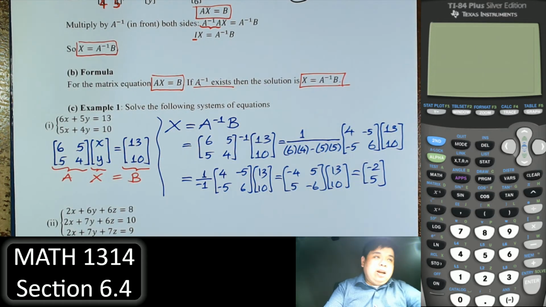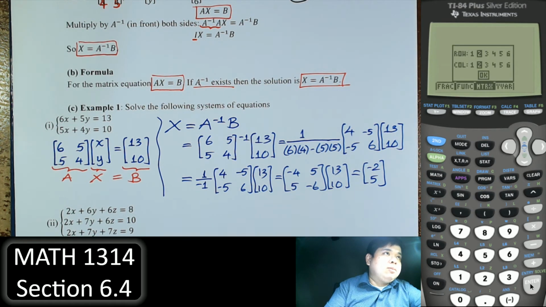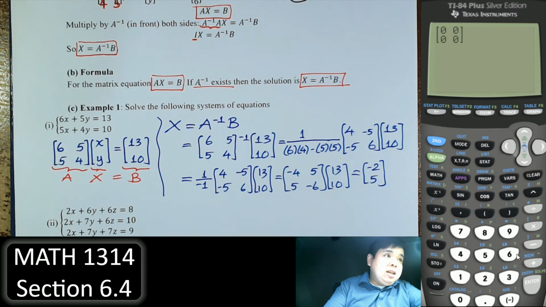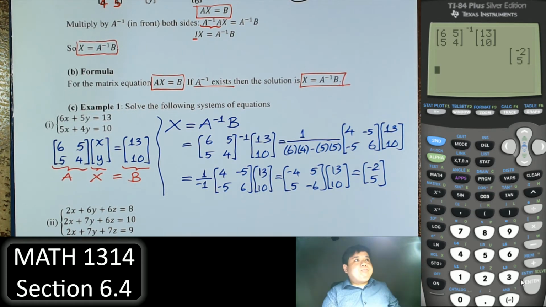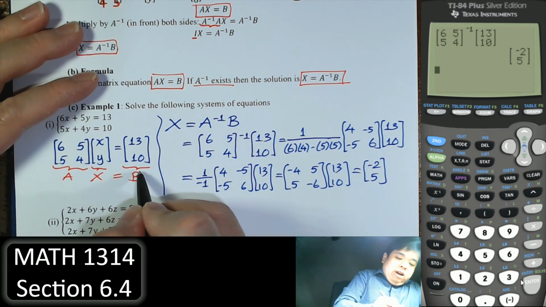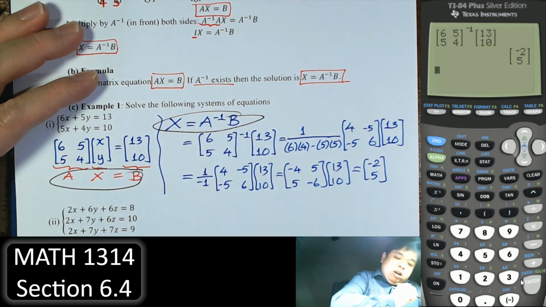Right. Of course, we can always check it. We have the matrix A, 6, 5, 5, 4, inverse times this matrix, which will have 2 rows but only 1 column, 13 and 10. So indeed we have negative 2 and 5. So once again we have the matrix equation. The corresponding solution is that.